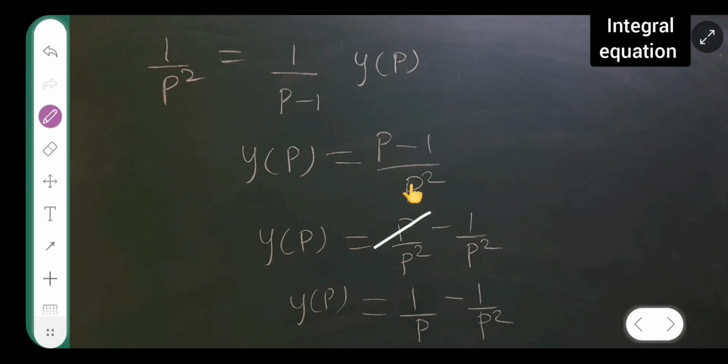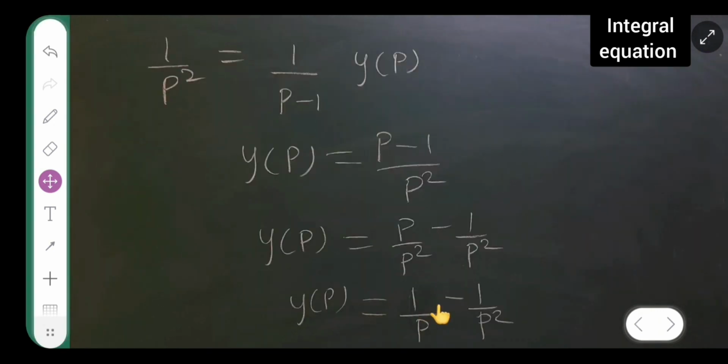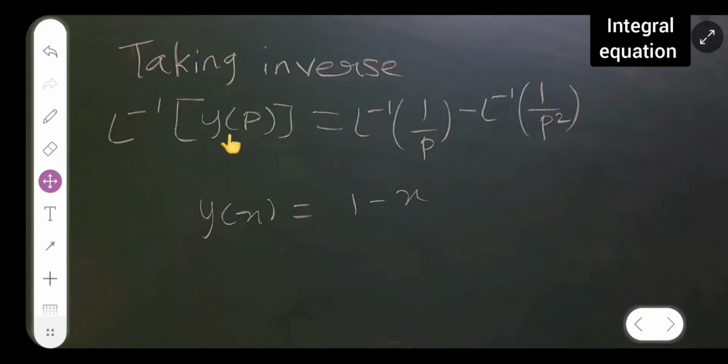So what will remain? Y(p) is equal to 1 upon p minus 1 upon p squared. Now I have to take the inverse Laplace transform on both sides. So the Laplace inverse of Y(p) is equal to the Laplace inverse of 1 upon p, minus the Laplace inverse of 1 upon p squared.